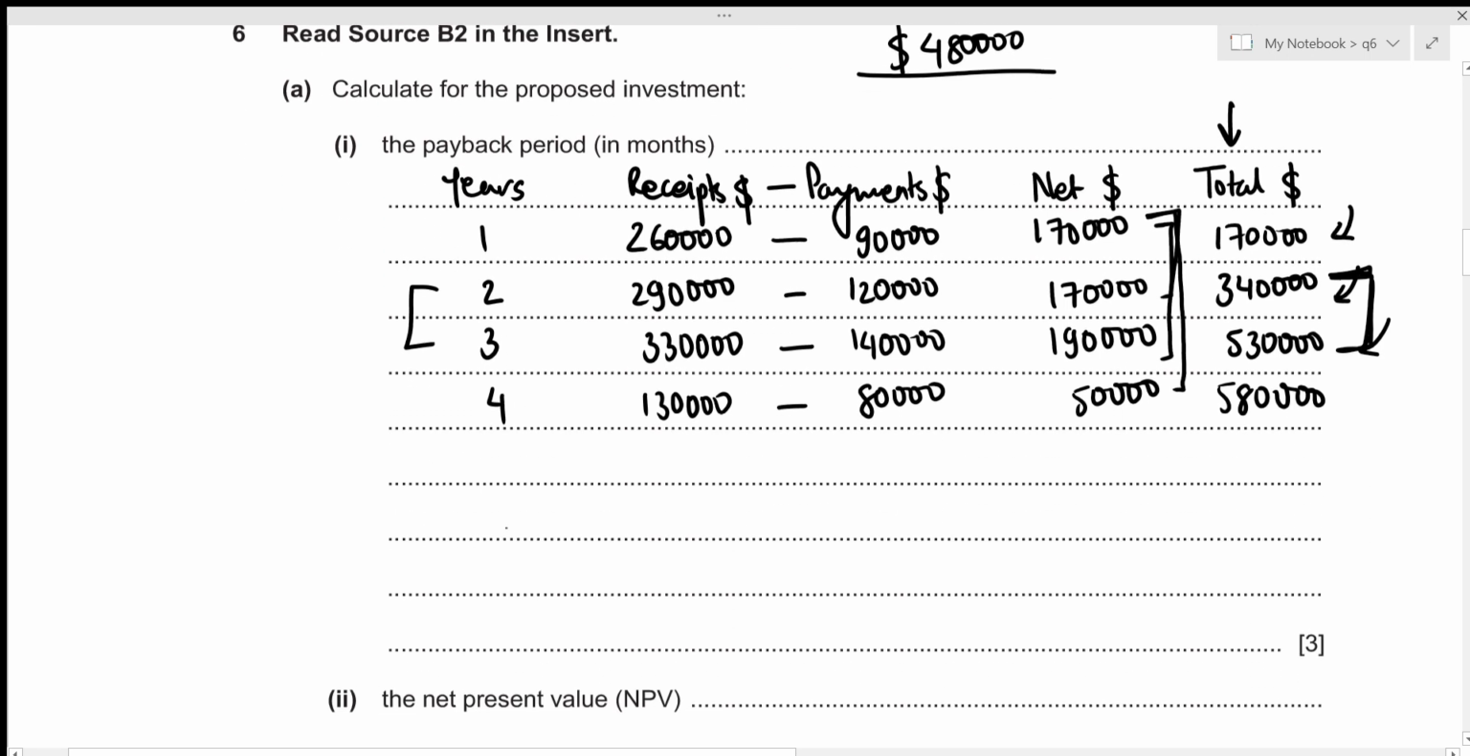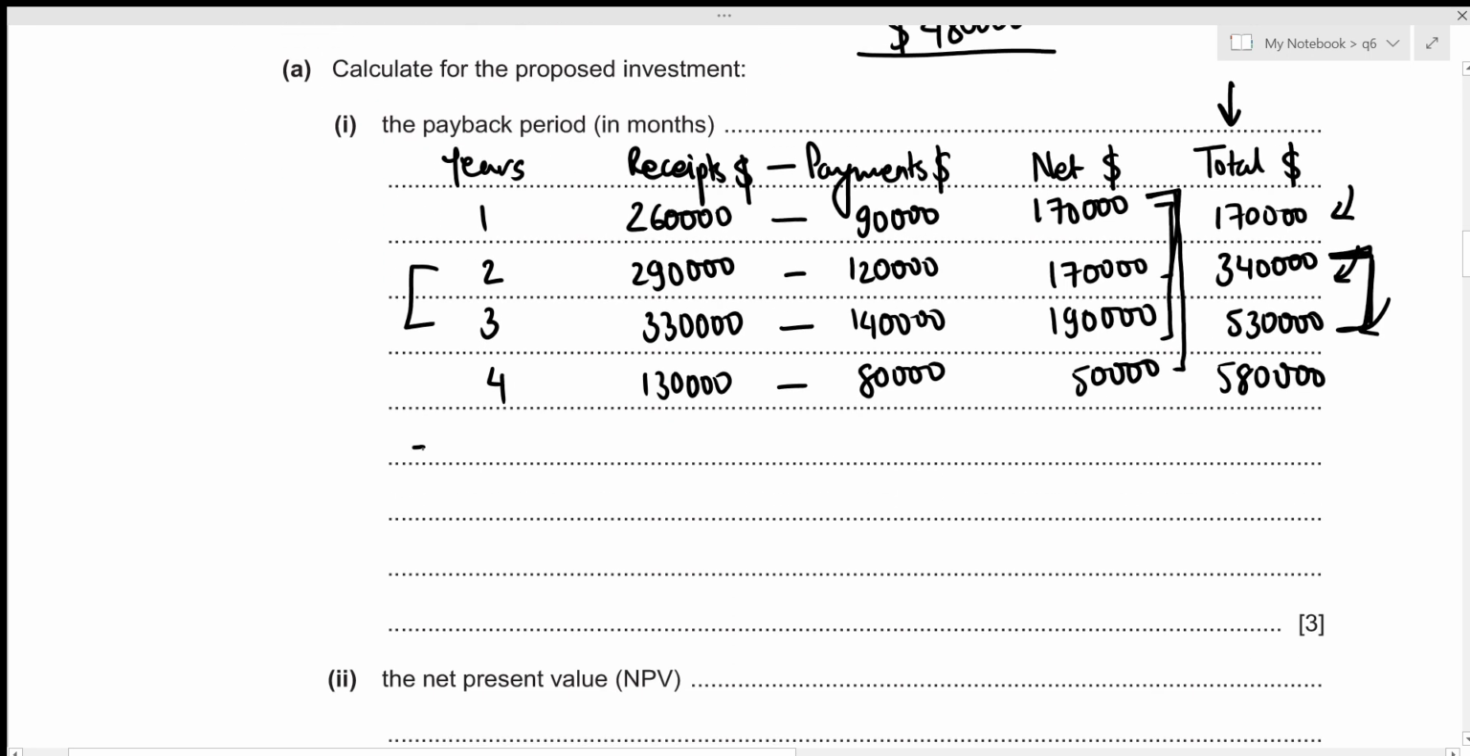So now we need to figure out those months. So we already know that it's going to be 2 years. Now we just need to figure out the number of months. And we know that the amount that we actually require is 480,000, which is somewhere between these two values. So the difference between 480,000 and this amount of 340,000 is the value that we get within those months, right? So let's figure it out. That's minus 340,000, which results in the value of 140,000.